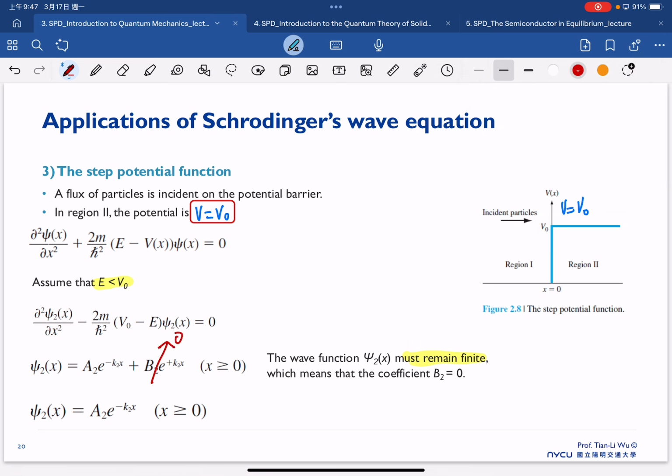So once B2 is equal to 0, we are back to the very simplified case, which is this one. Now the wave function in region 2 is equal to A2 exponential minus K2x. This is the region we consider for region 2.